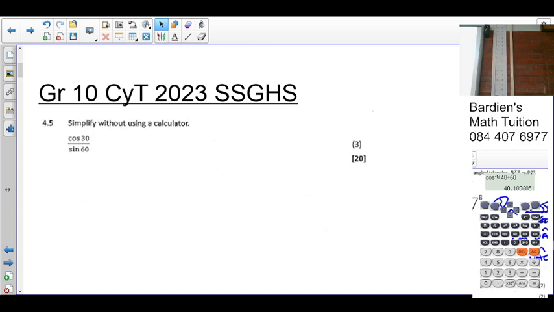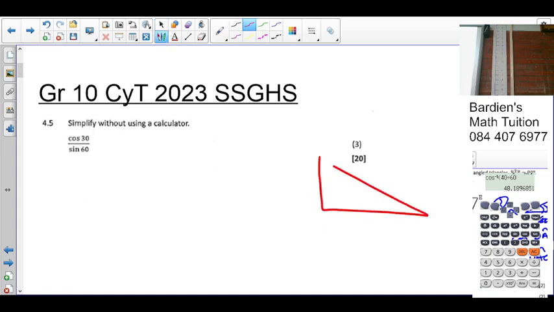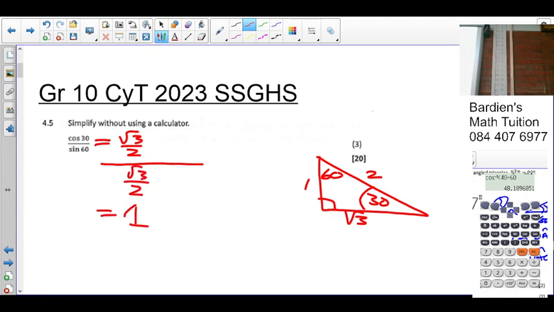So here we need the special triangle. So that's 30, 1, 2, root 3, 60 lies here. Cos of 30 is adjacent, which is root 3 over 2 over hypotenuse, divided by sine of 60, which is root 3 over 2, which is 1. Okay, it's a bonus question.